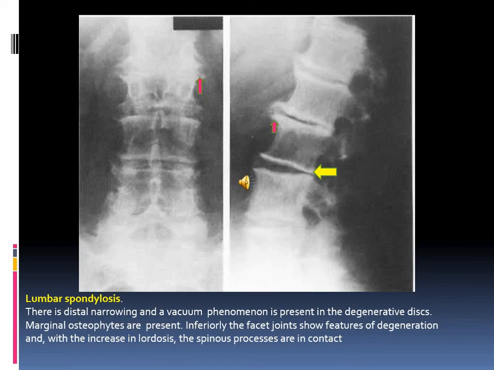Sometimes, in certain cases, we can see a small area of gas within the degenerated disc, and this represents a vacuum phenomenon, which can be seen in osteoarthritis changes.